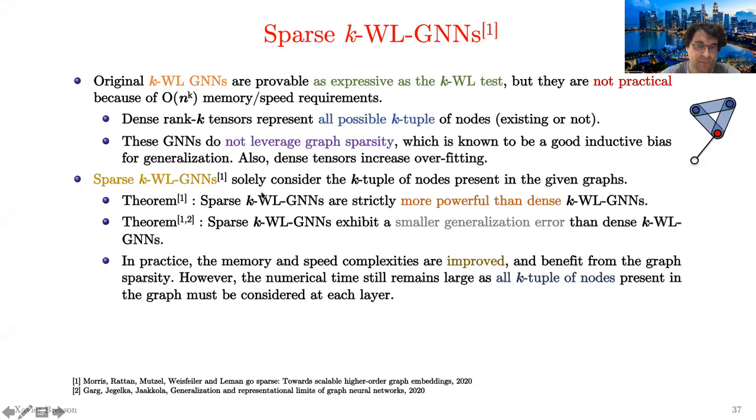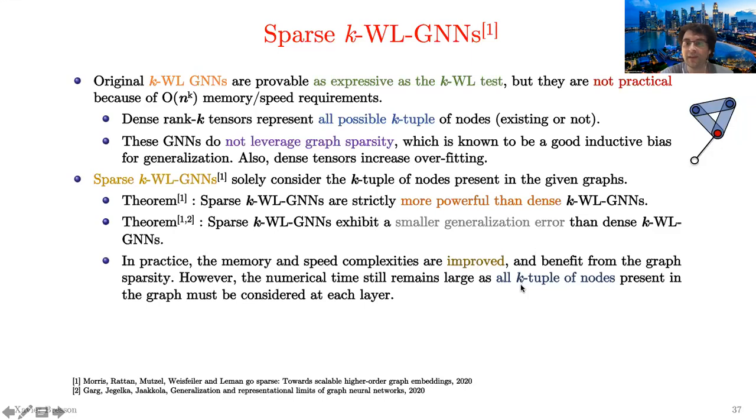So in sparse K WL GNN, they only use the K-tuples of nodes present in the graph, and they show that it's more powerful than the dense one. It also provides better generalization, a smaller generalization error than the dense one, which is exactly what we want, and it makes sense. So memory and speed complexity are improved, but we still need to use all the K-tuples of nodes present in the graph, which can be memory and time consuming.